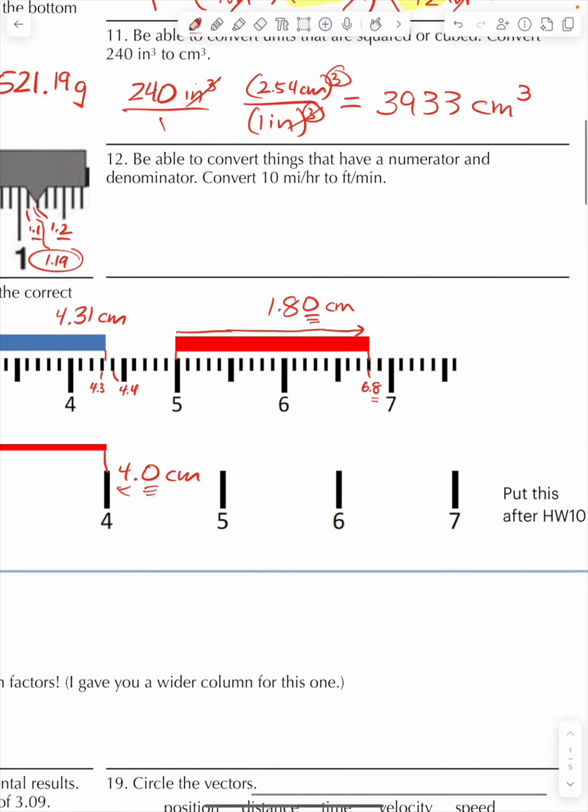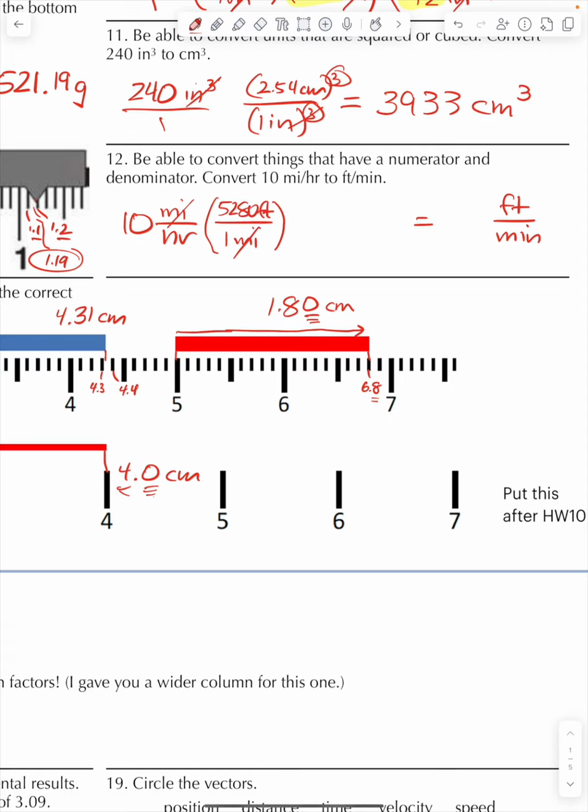And finally on this page, convert things where you might have to convert a denominator. So let's just go ahead and do this. 10 miles per hour. And we want to end up, I'll write it over here, feet per minute. We need 2 things. We need to go from miles to feet in the numerator and hours to minutes in the denominator. So I always just by habit go with the numerator first. So we all know, even though I'll give it to you, that 1 mile on the bottom, so we cancel, is 5,280 feet. And that will give us the feet that we want. So we're done with the numerator.